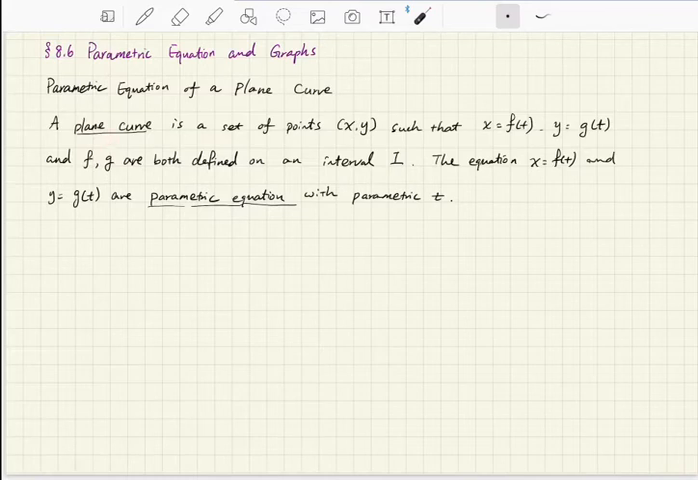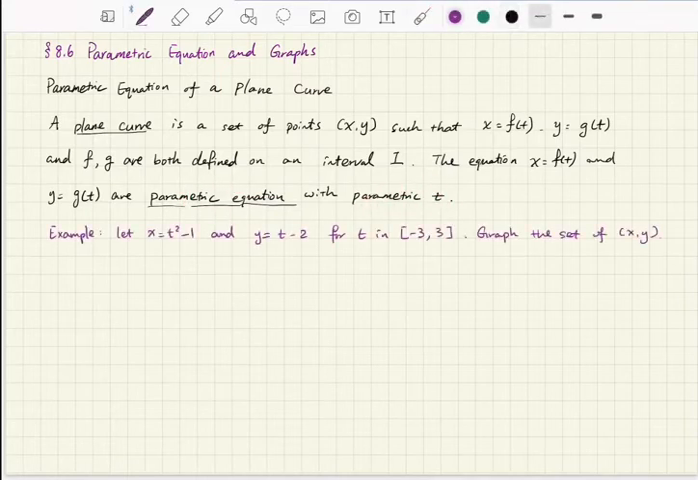The plane curve is going to be a set of points x, y, so it's very similar to the definition of any graph, such that x is defined as a function of t, y is defined as a function of t, and f and g are both defined on the interval I, so you can think about t living inside the interval I. Then we're going to call the equations x equal to f of t, and y equal to g of t, the parametric equation with the parameter t. So we can look at one example.